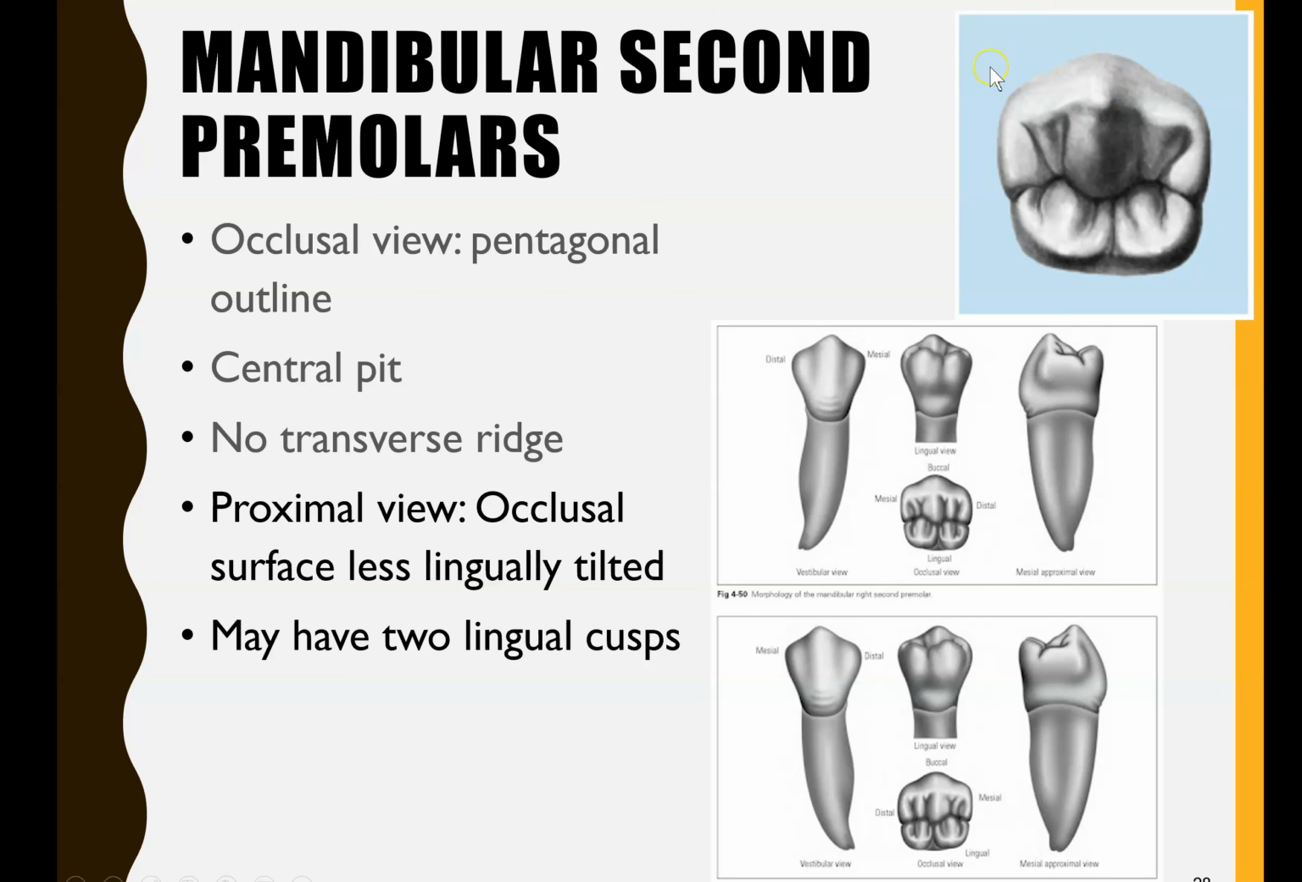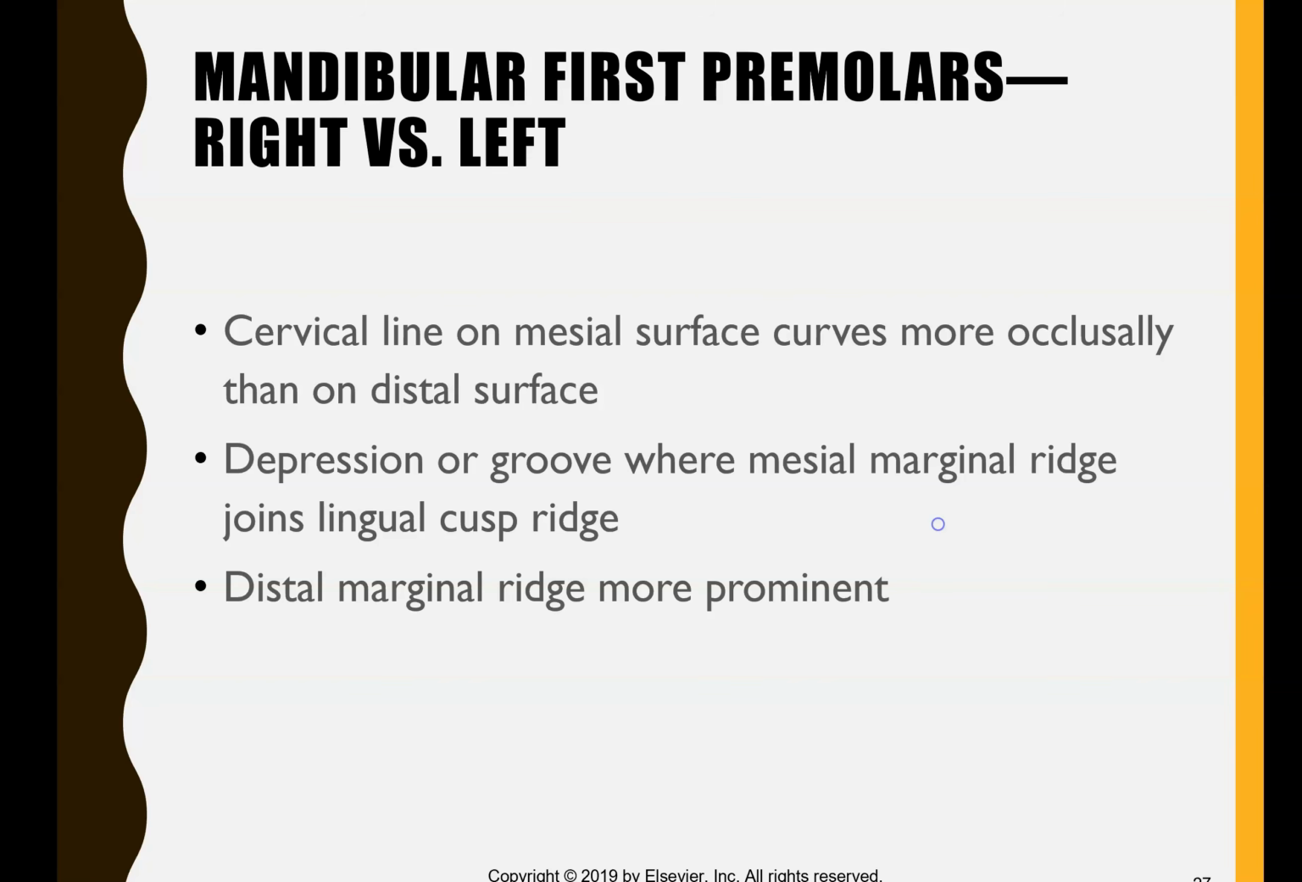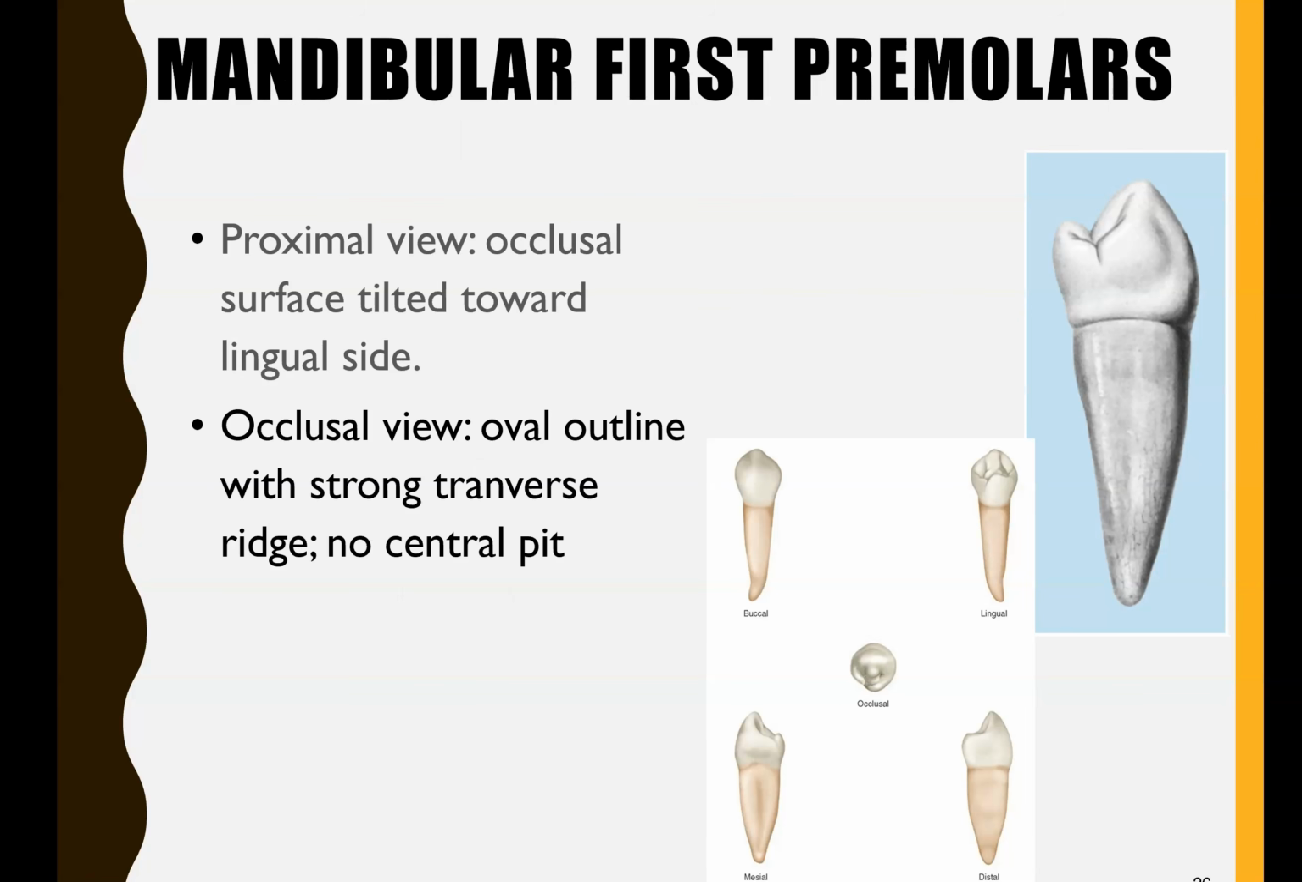When we're looking at the mandibular second premolar, what we want to keep in mind here is that they actually have a central pit. So everything meets right here at the central pit. With the mandibular first premolar, let's go back so I can show you.